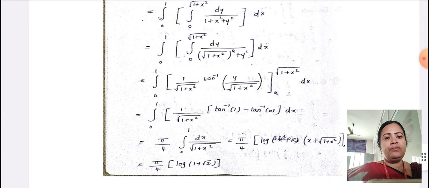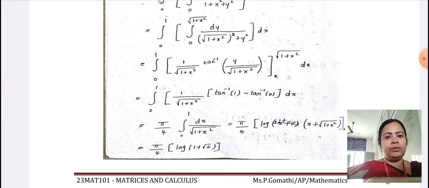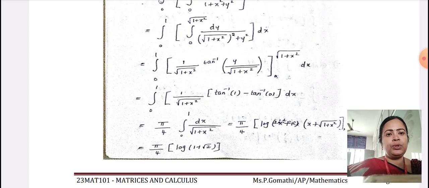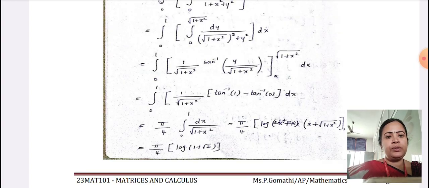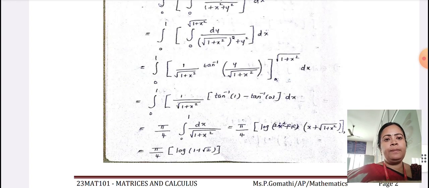Tan inverse of 1 is nothing but pi by 4, since tan 45 degrees is 1. So pi by 4 into integral 0 to 1 dx by root of 1 plus x square, and tan inverse of 0 is 0. Similarly, for this you have to apply the limits using the formula for integral dx by root of a square plus x square. After applying it you get pi by 4 into log of x plus root of 1 plus x square, between the limits 0 to 1. After applying the upper limit and lower limit, you get the answer as pi by 4 into log of 1 plus root 2.